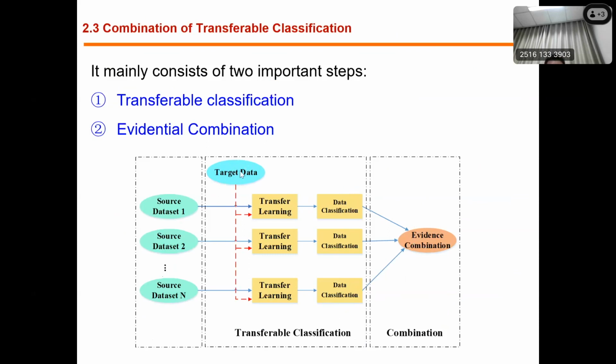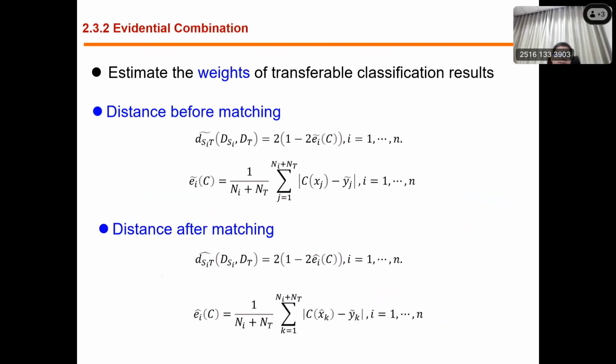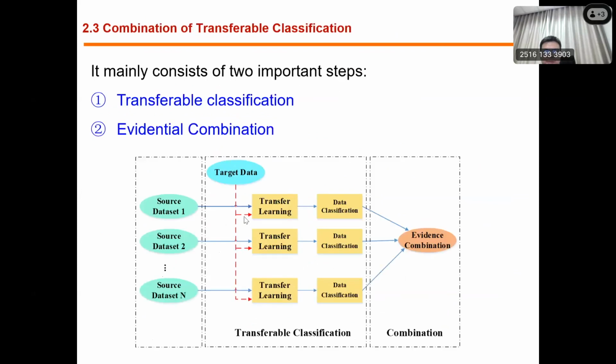So for each object, we can get a classification result with the help of each source domain. This is the reconstruction or transfer learning. We can also get the transferable classification result by some simple classification method. After that, in the combination, we also use a weighted combination. For each classification result, we have different weights. For example, if the target data is close to source data 1, this classification result will get a bigger weight. If this target is quite different and their distribution is quite different, this weight will be small.